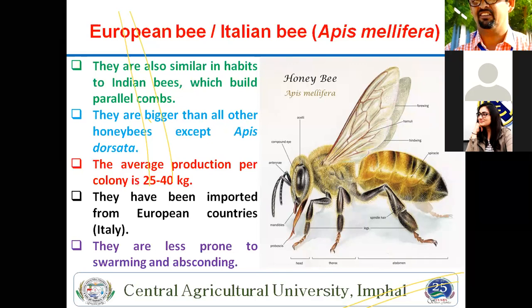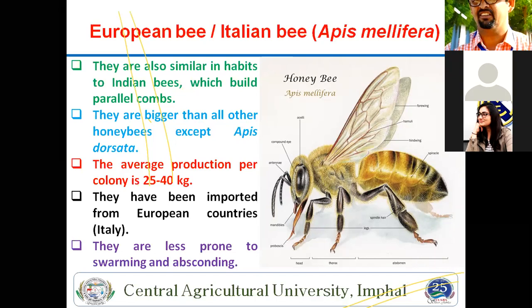So this is also a difference. Many times this question comes: what is the difference between domesticated and undomesticated species? Then another point is that they are bigger than all other honeybees except Dorsata, because Dorsata is the biggest. I already told you for the species: first biggest is Apis dorsata, second is Apis mellifera, then third is Apis cerana, then fourth is Apis florea. This is the difference between the four species.